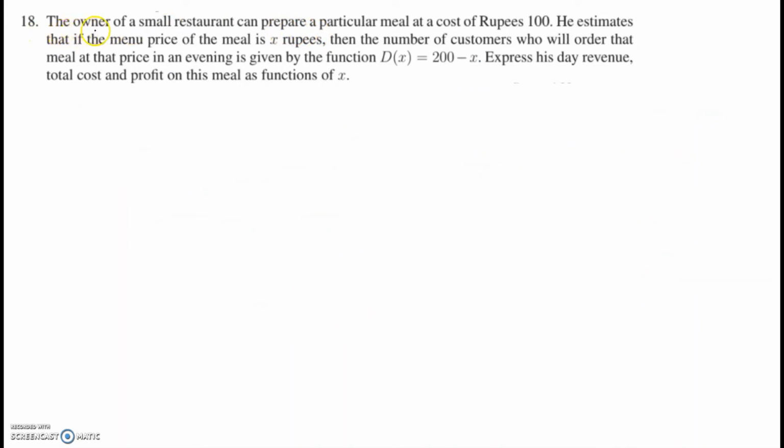Question number 18. The owner of a small restaurant can prepare a particular meal at a cost of rupees 100. He estimates that if the menu price of the meal is x rupees, then the number of customers who will order that meal at that price in an evening is given by the function d of x is equal to 200 minus x. Express his daily revenue, total cost and profit of the meal as a function of x.